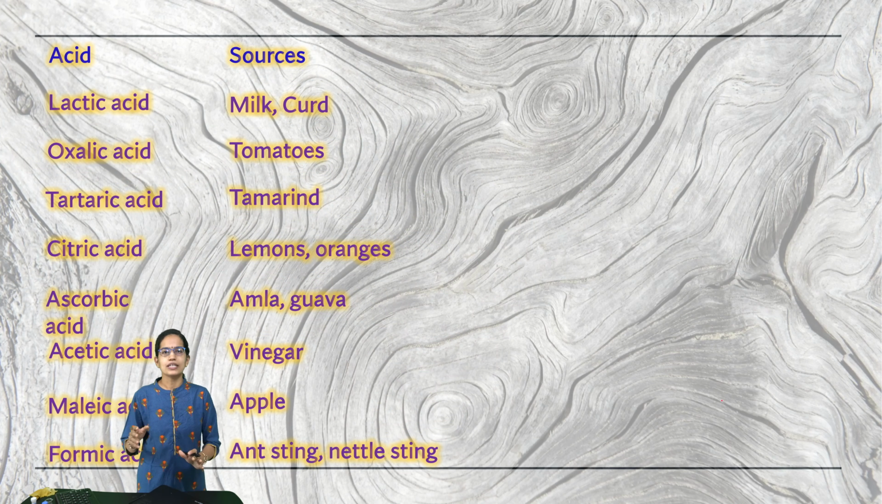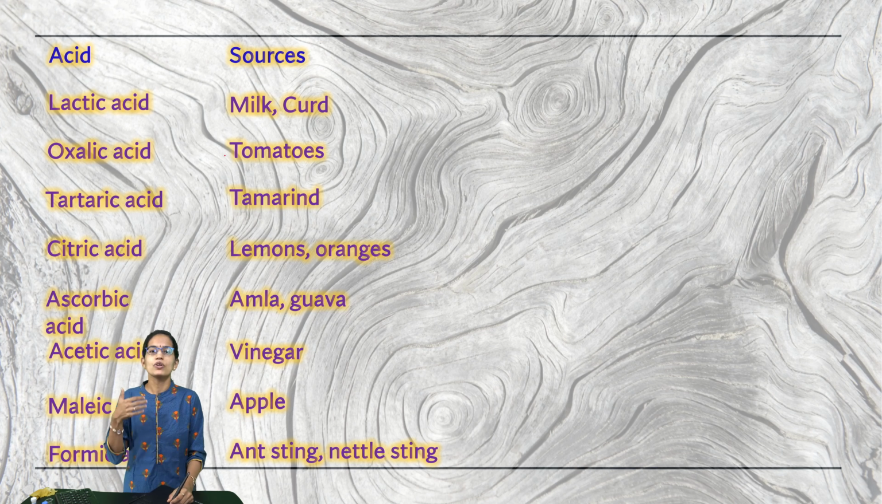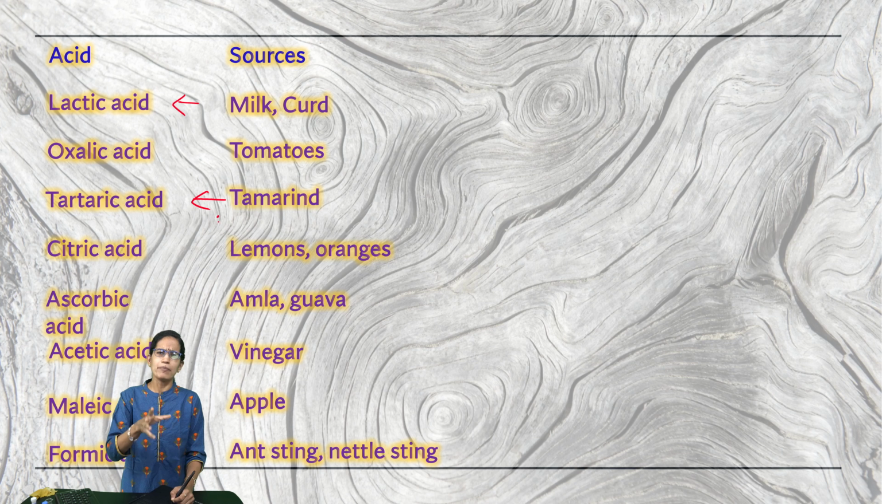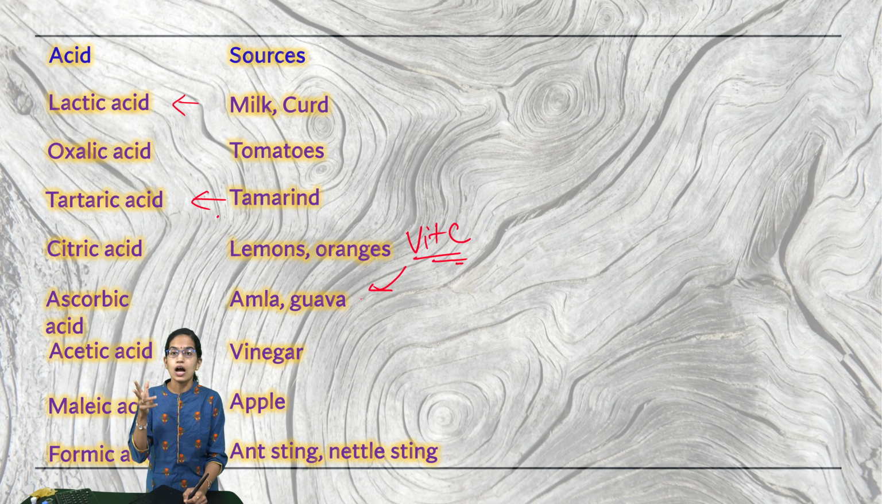Milk and milk products, definitely we know lactic acid. We also talked about lactose intolerance in other lectures. Tomatoes have oxalic acid. Tamarind, as I already mentioned, has tartaric acid. Citrus fruits have citric acid, so citrus and citric, so lemons, oranges, all those which have vitamin C. Now also those which are rich in vitamin C, for example amla, guava, have ascorbic acid.